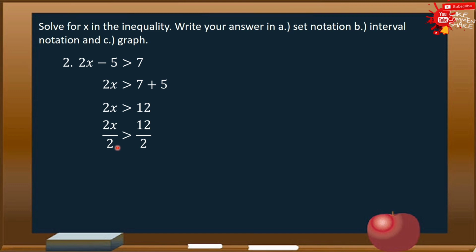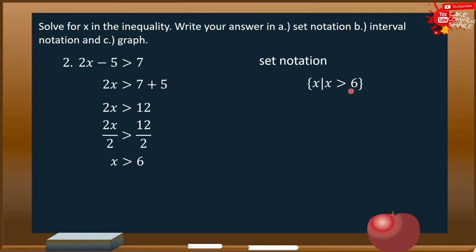So, what is 2x divided by 2? So, we have x then is greater than 12 divided by 2, which is 6. So, we will now have the solution, x is greater than 6. Now, how are we going to write it in set notation? So, again, we use the braces. Then, we have x, then such that, itong symbol na to vertically, line, then x is greater than 6.